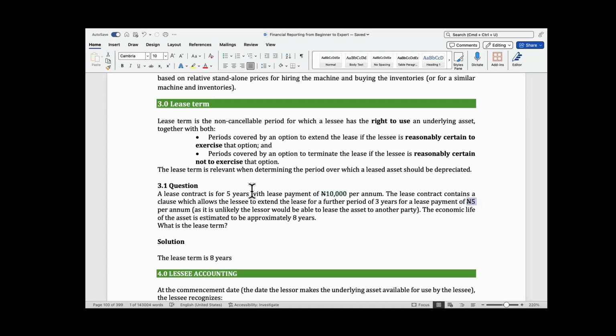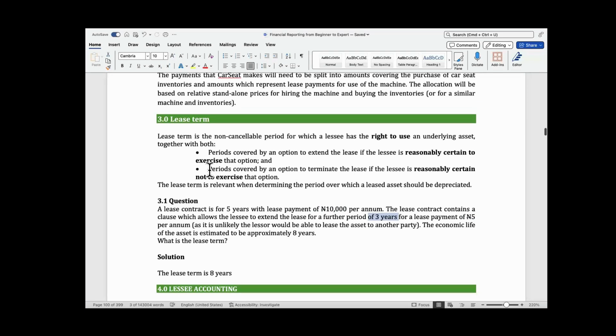So therefore, right from the inception of the lease, we won't say the lease is 5 years, but rather we'll say it's 3 years. We'll say it's a 3 years lease. We won't say it's 5 years. We'll say it's 3 years. That's what I'm talking about.